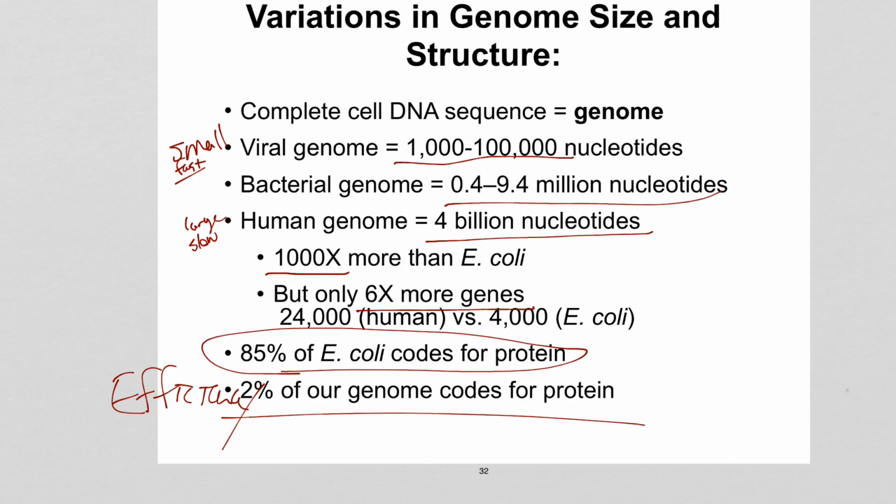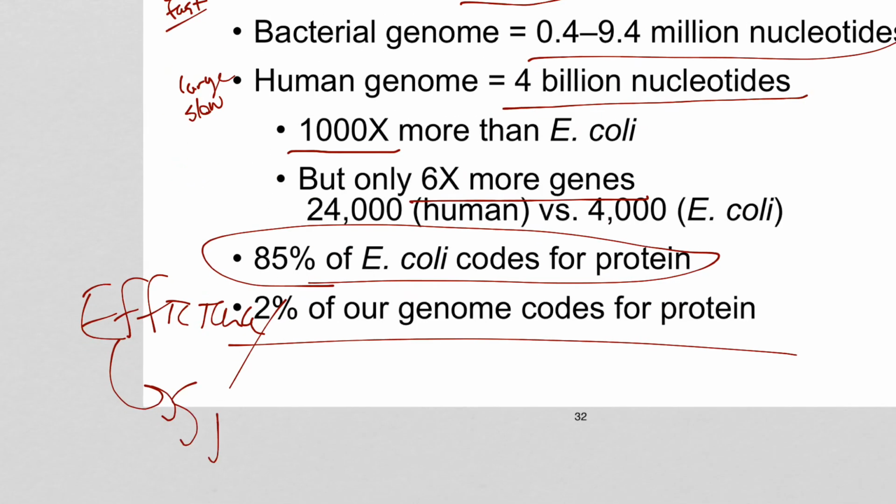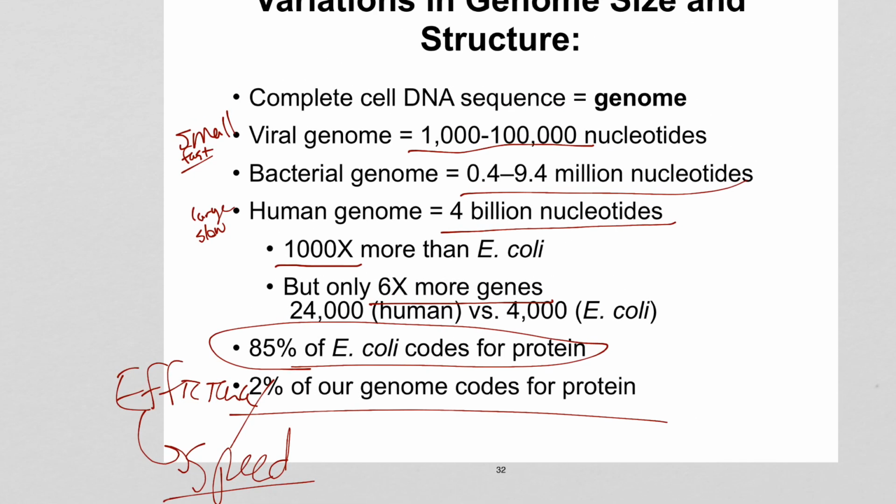Okay? There is an enormous incentive for bacteria to be efficient because, again, their entire strategy is based on speed. They can't deal with replicating extra DNA because it slows things down. And their entire goal is to reproduce as fast as possible, partly to evade your immune system and partly to compete with other bacteria.